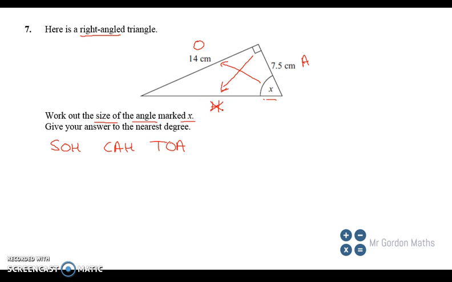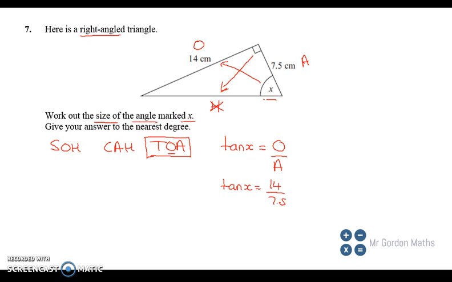And we're looking for which one of these ratios has O and A in it, opposite and adjacent. I can see that it's this one here. That links the opposite and the adjacent side. So that's going to be the tan. Tan of the angle equals opposite over adjacent. So all we've got to do is fill in the bits that we know. Tan of the angle equals the opposite side, which is 14, divided by 7.5.